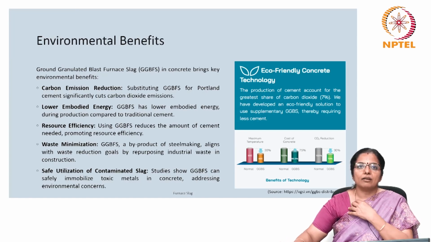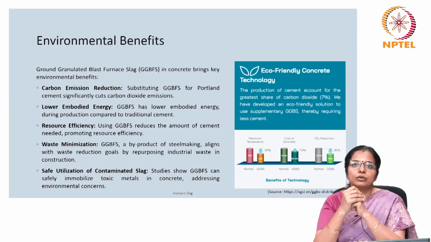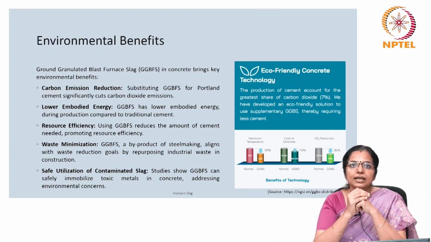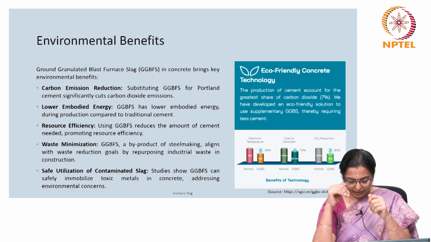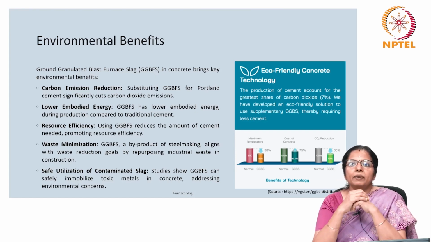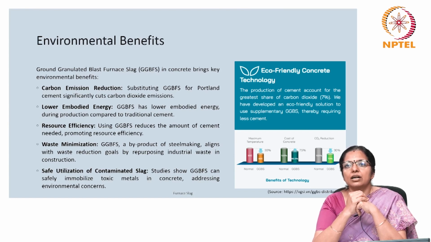Let us now look at one of the most important aspect of any of the building materials that we are studying, and that is its environmental benefits. Incorporating ground granulated blast furnace slag in concrete not only enhances its performance but also brings significant environmental benefits. One notable advantage is the reduction in carbon dioxide emissions as ground granulated blast furnace slag serves as a sustainable substitute for Portland cement.